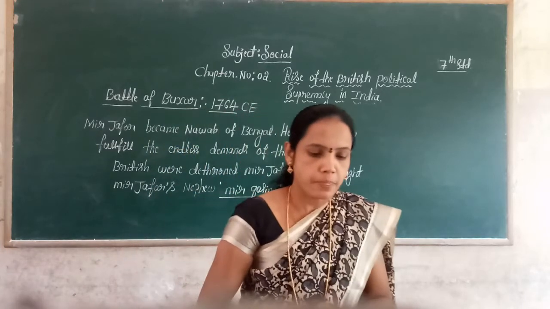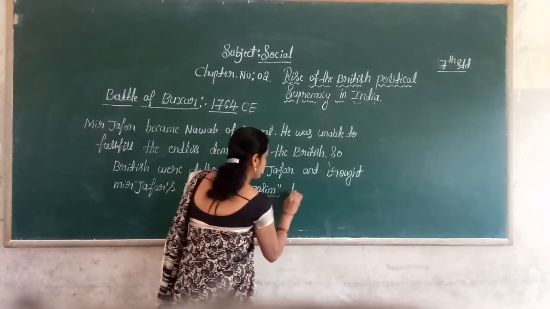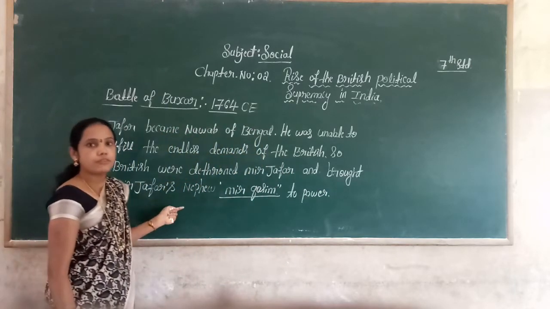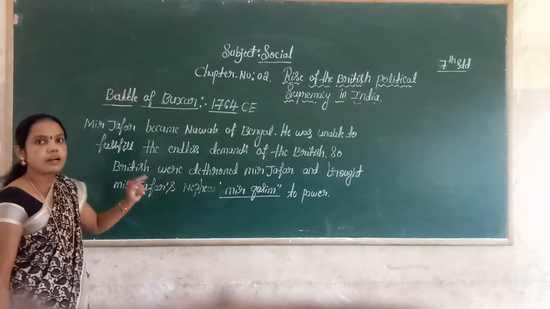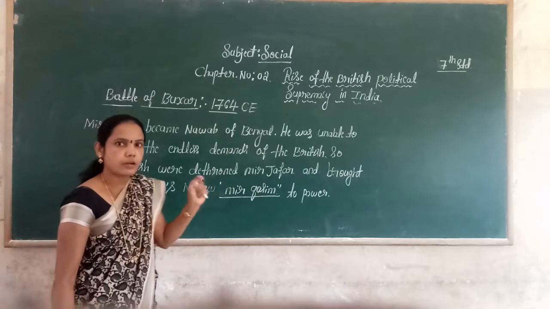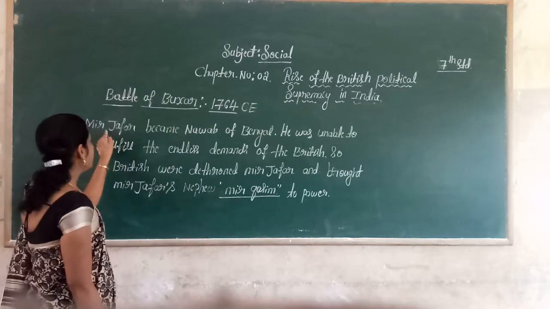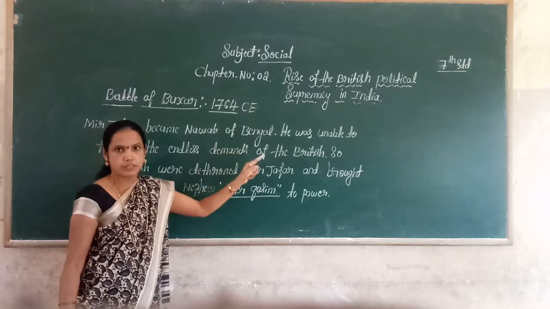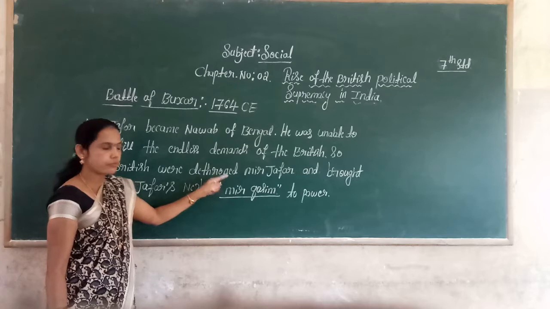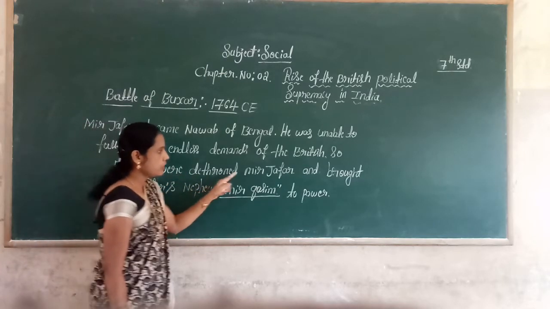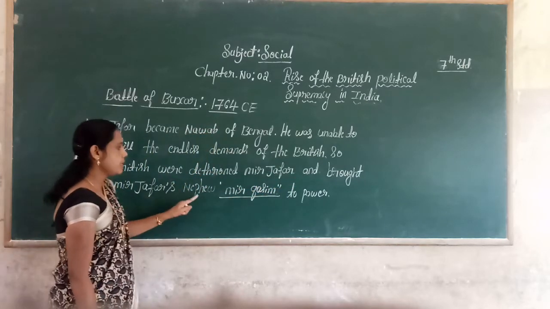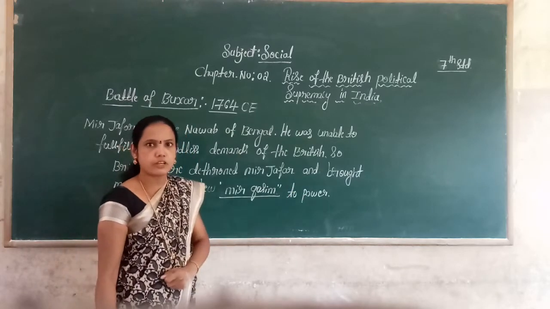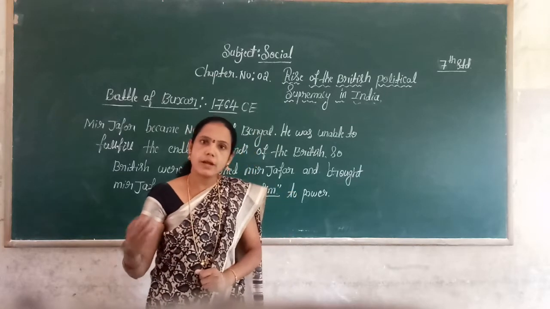Very important. See, understand? This is the situation before the Battle of Buxar. Understand, children? See, after the Battle of Plassey, Mir Jafar became the Nawab of Bengal province. Understand? After Mir Jafar became Nawab of Bengal, he was unable to fulfill the endless demands of the British. So the British dethroned Mir Jafar and brought Mir Jafar's nephew Mir Qasim. Understand? Mir Qasim took power in Bengal province. Understand? This is the situation, one of the causes for the Battle of Buxar.